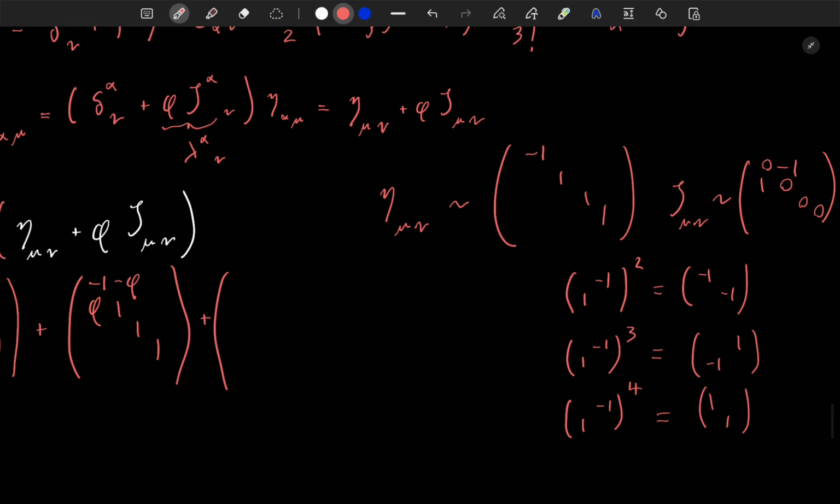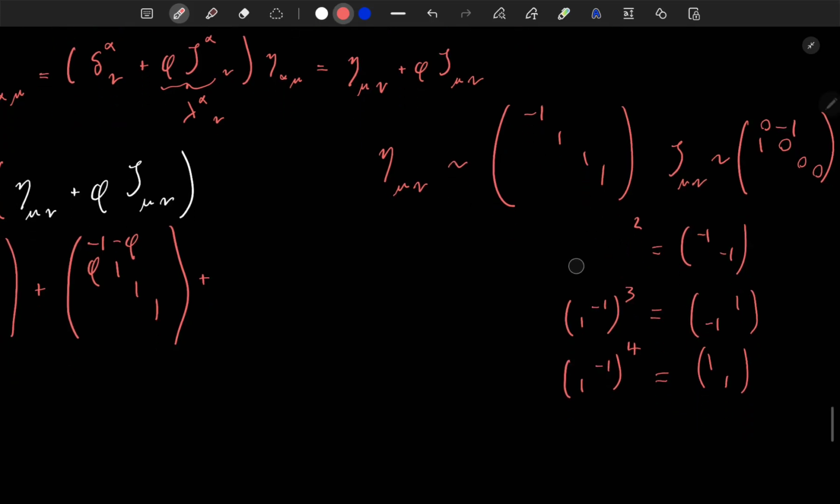Okay. So we're going to have minus 1 minus phi squared. Oh, no. That's not what we have at all. What we actually have here, we've got to add these matrices and square them. Okay, so we don't care about this anymore.